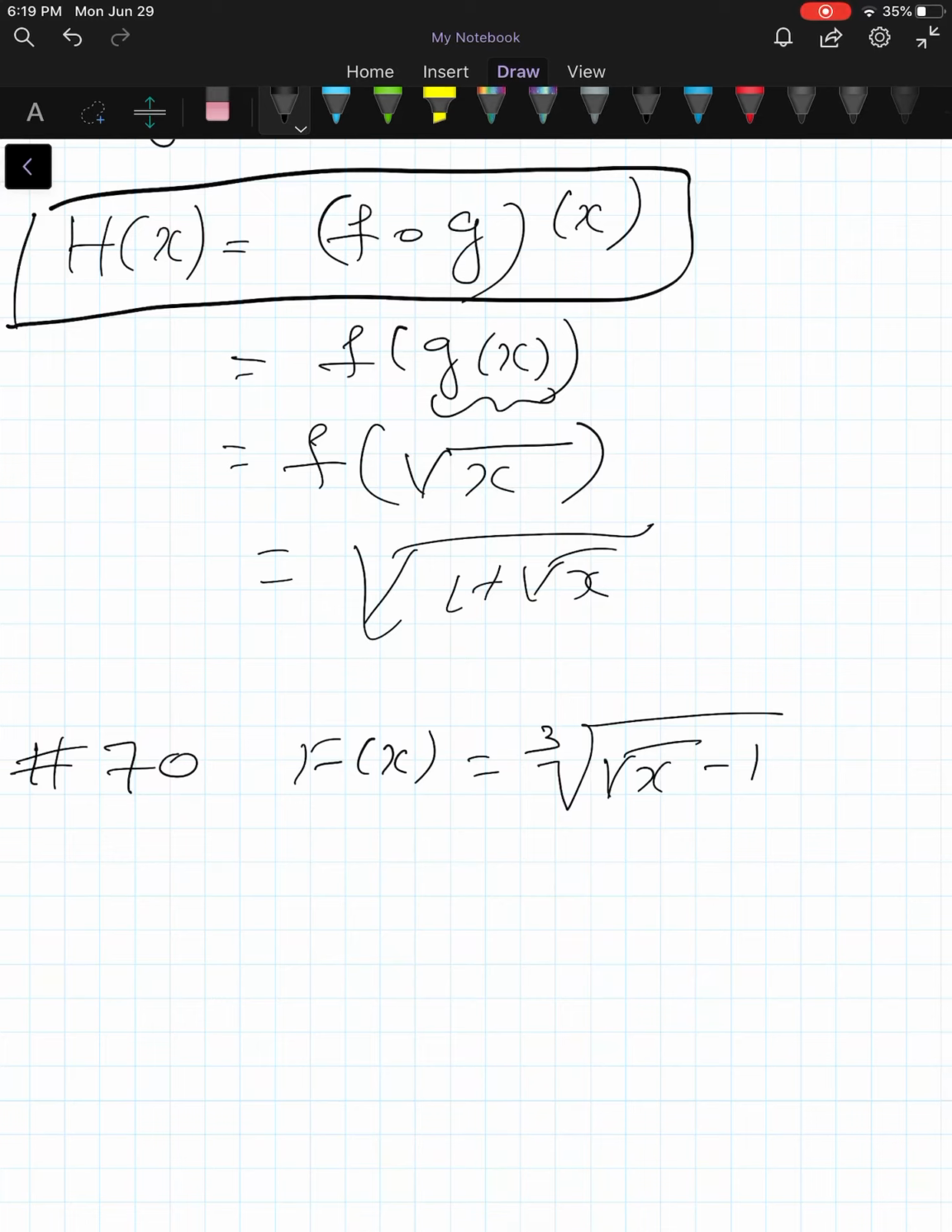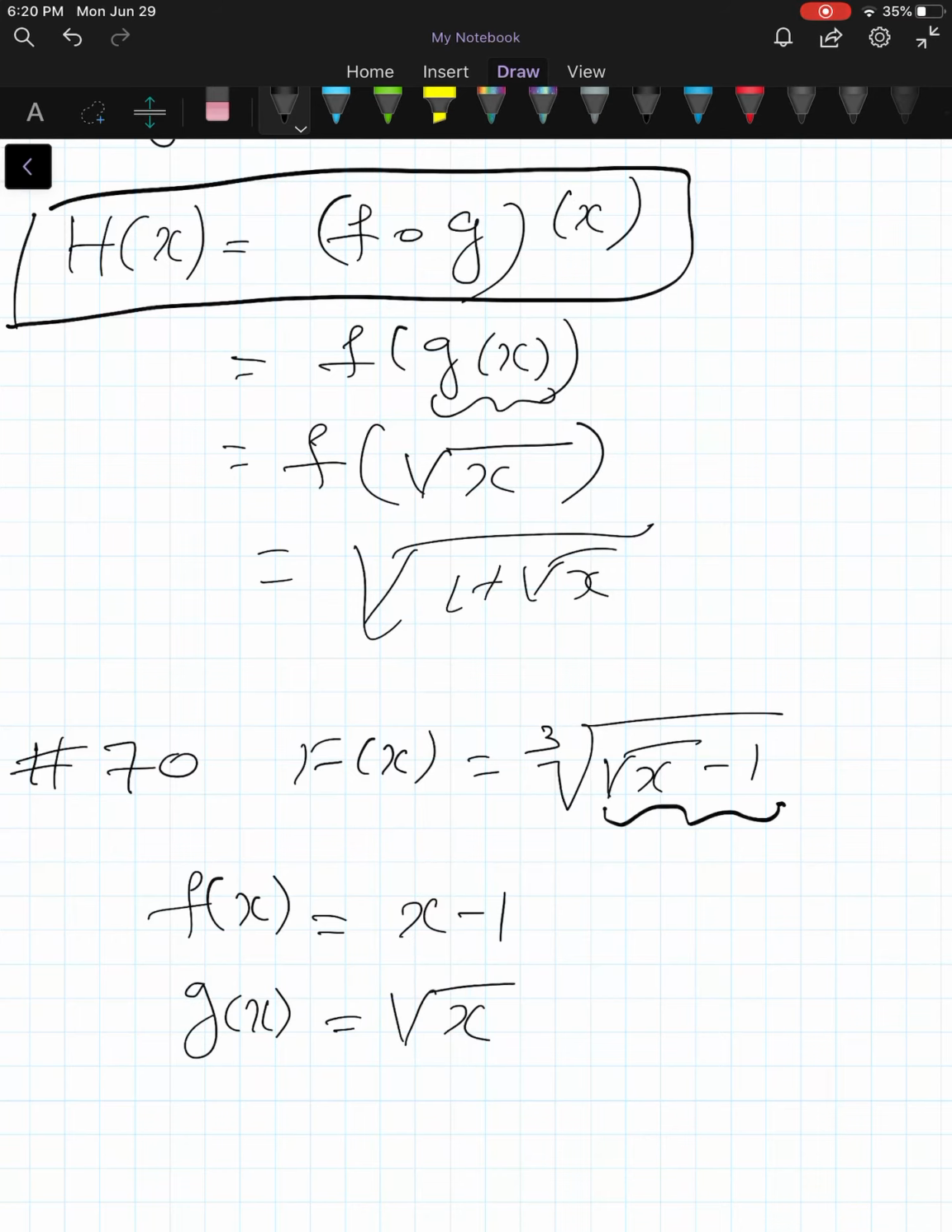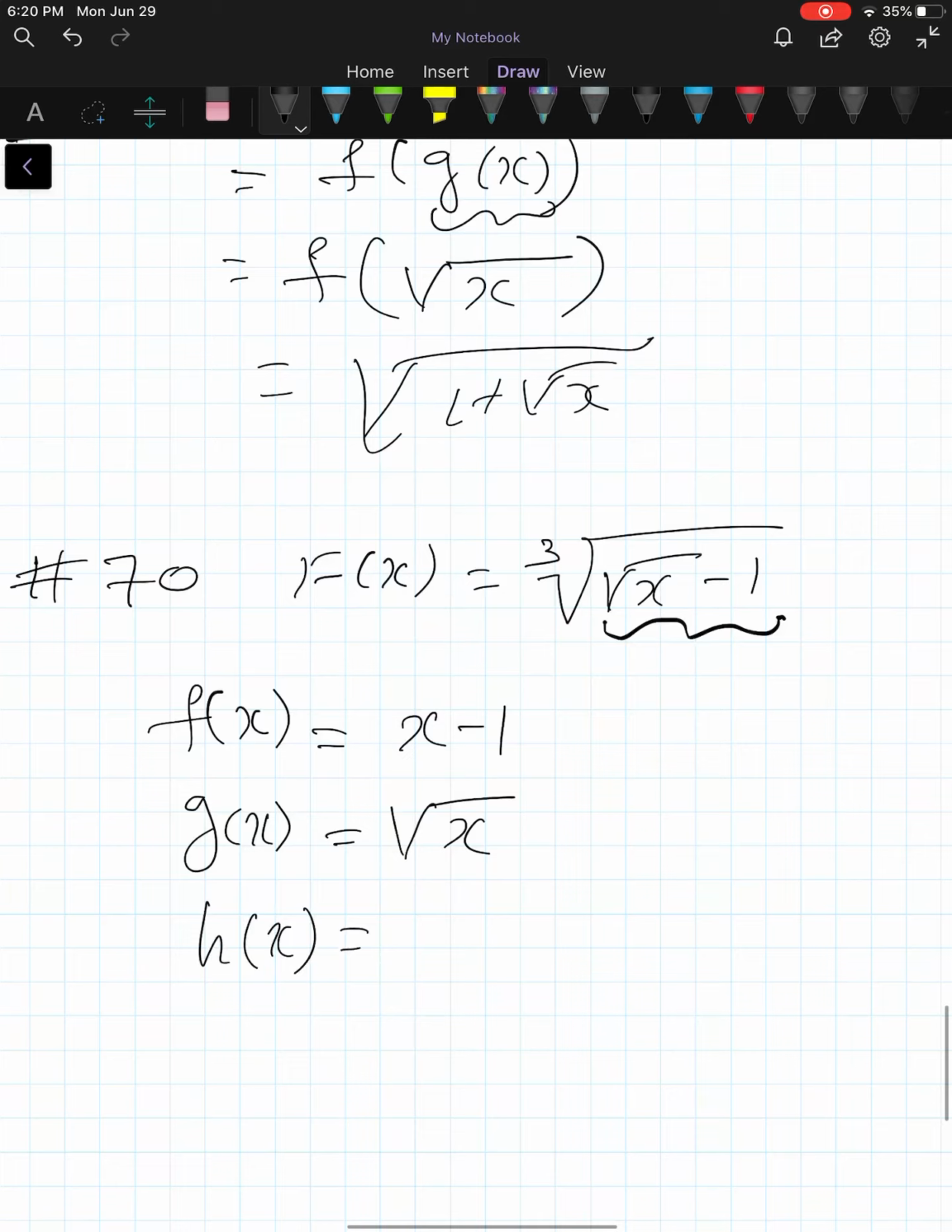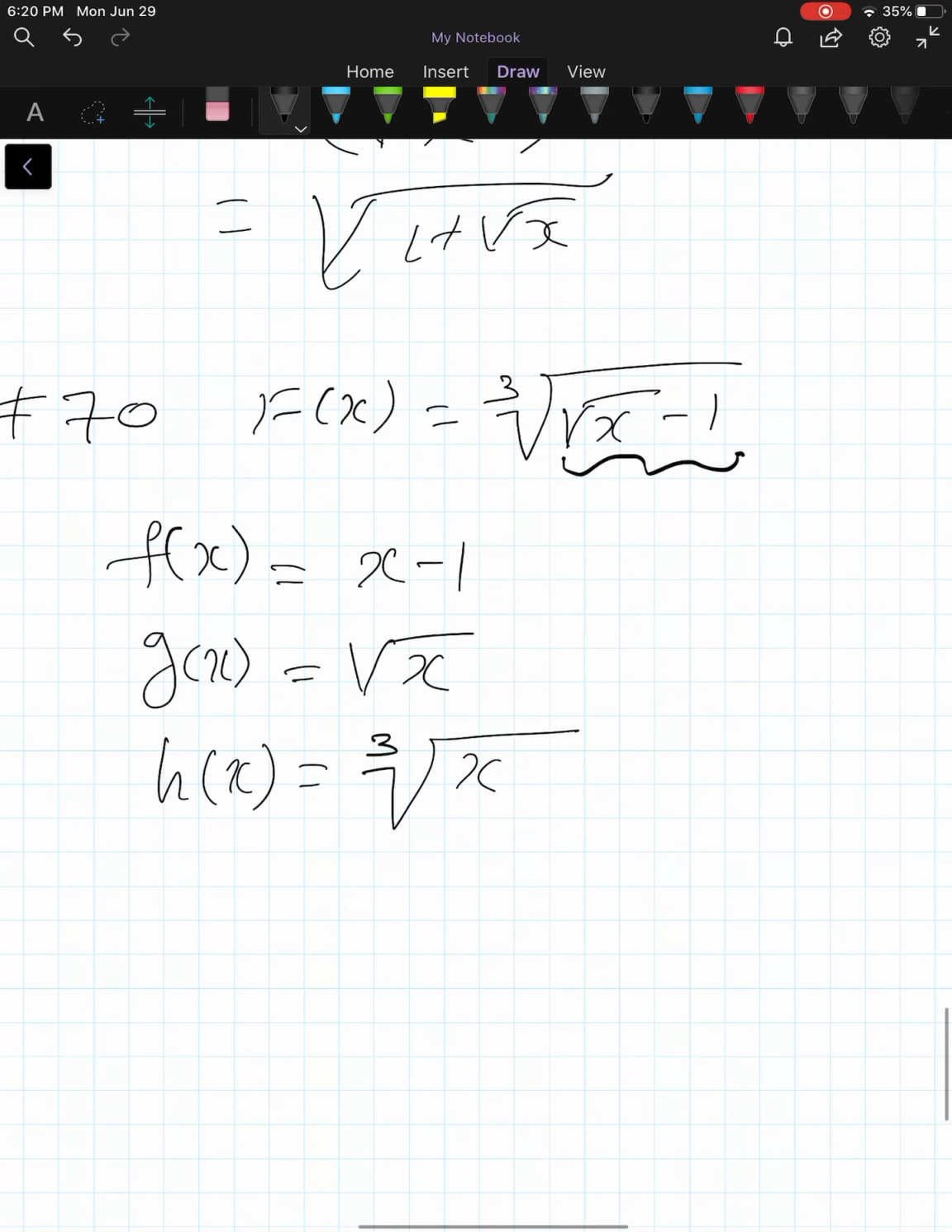You can see this can be treated as one function, the square root of x can be treated as another function, and cube root of this whole polynomial can be treated as another function. So I will write this. f of x can be written as x minus 1, g of x can be treated as square root of x, and h of x can be considered to be cube root of x. So the first operation would be f, correct?